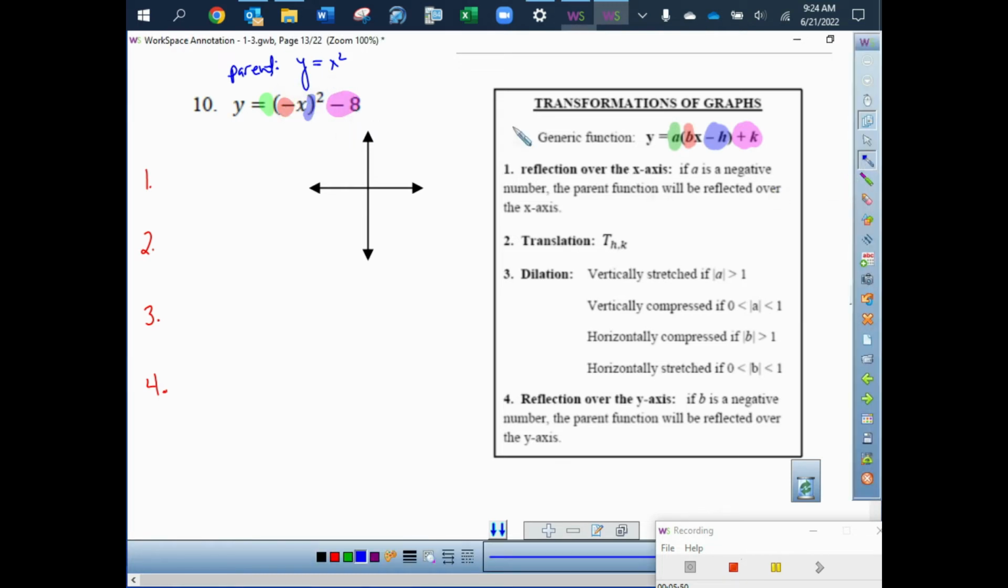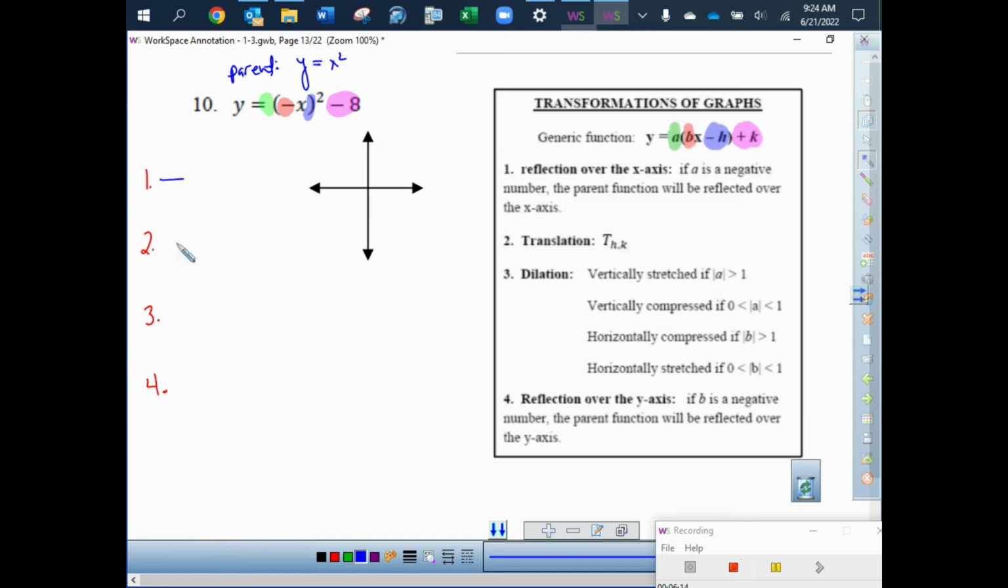Let's see and answer these 4 questions. Has this parabola, which normally opens up, been reflected over the x-axis? How do I know? If this A value is negative. Is the A value negative? Nope. So no, it has not been reflected over the x-axis. That means that since this guy started opening up, our sketch is also going to open up.